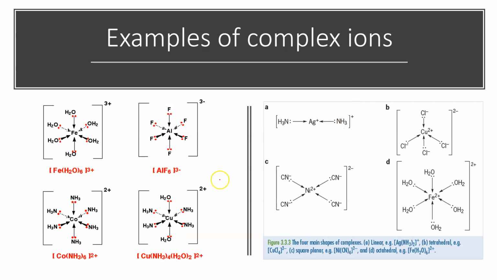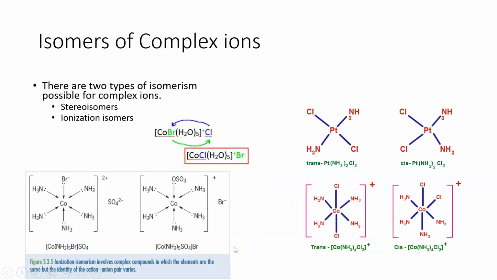As I said before, these ligand groups can be the same or different. So we can see here on the cobalt ion that we have the hexaammine, but on the copper here we have a tetraammine diaqua complexation for the ion. We can see isomers with complex ions. This shouldn't come up much for you guys on your exams at this stage.